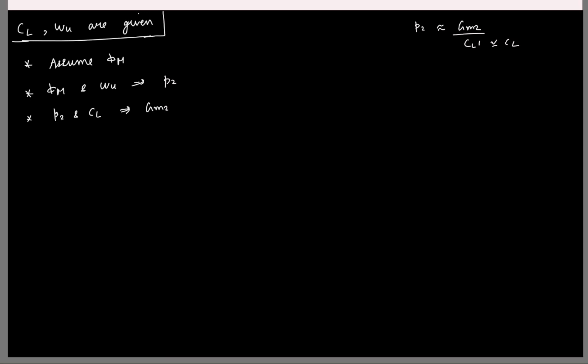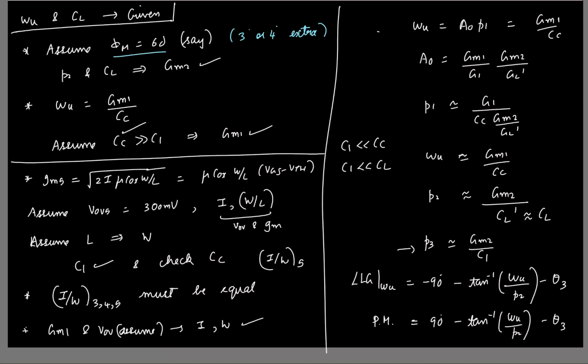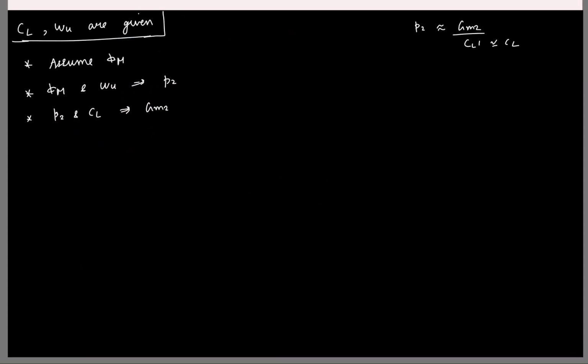Till this point it's the same. In the last class, the next step was we had omega u and we assumed CC and found GM1. So instead, what we can also do is the following. I'll assume the value for C1. And how should my C1 be chosen usually? It should be less than CL and CC. So what can I choose it to be? Less than CL, CL by 10. Not 100, that's too much.